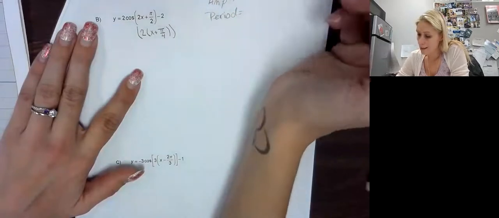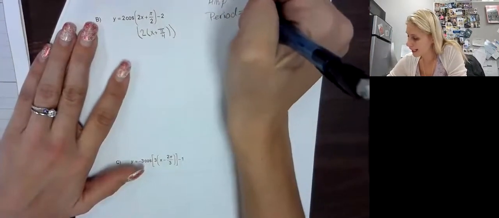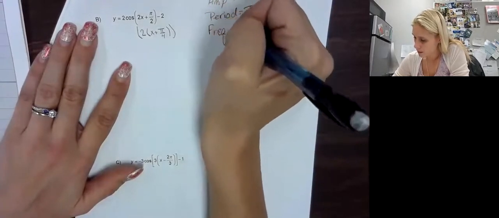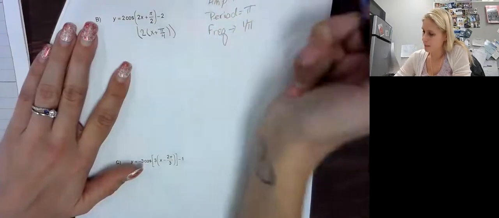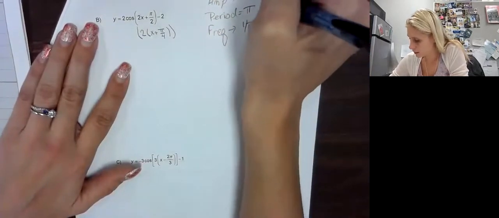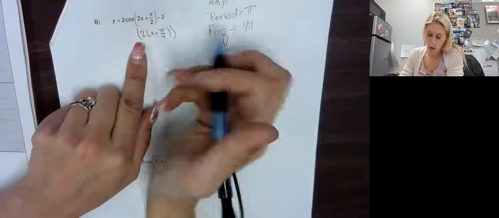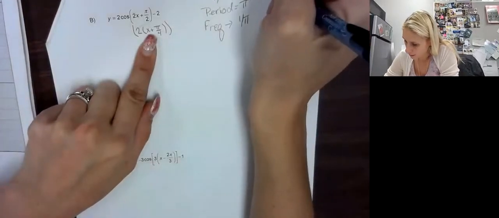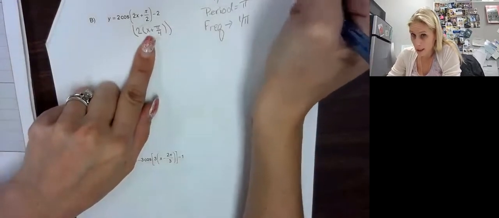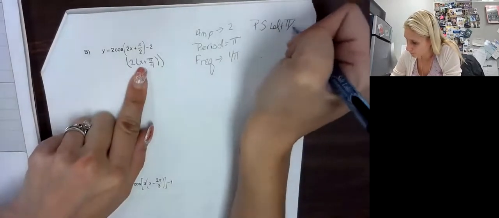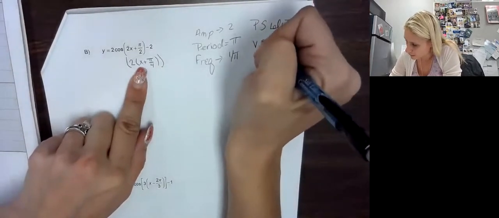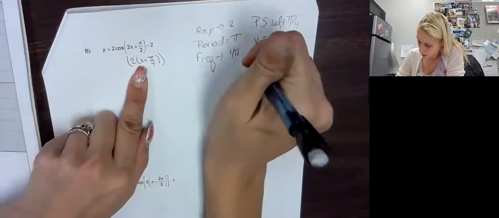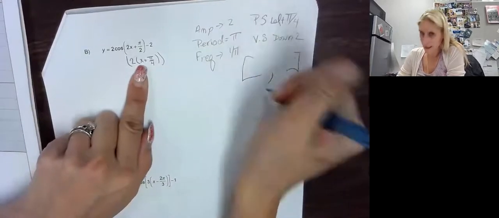So that's 2 pi divided by 2, which is pi. Frequency, which is 1 over pi. All right, let's do phase shift. So remember, though, with phase shift, we're looking down here. And we go opposite to what we see. So it's going left pi over 4. And a vertical shift of down 2. Do our range here in a minute.